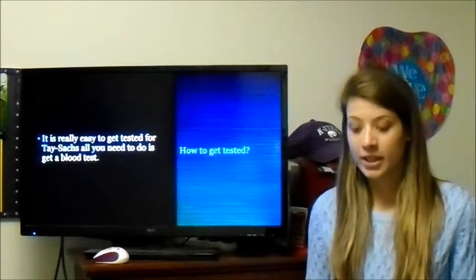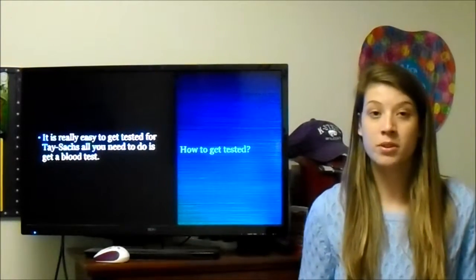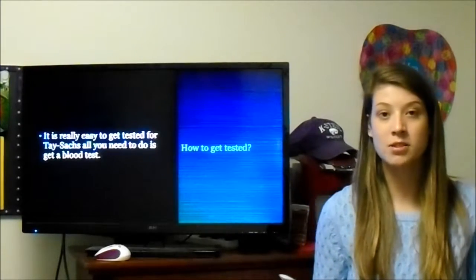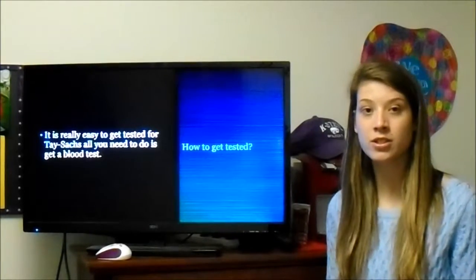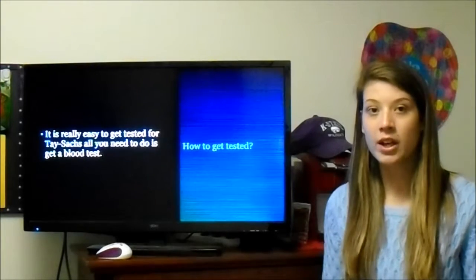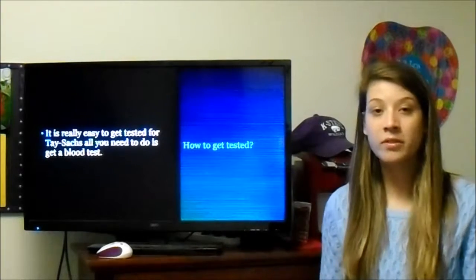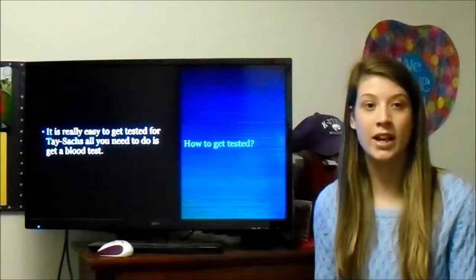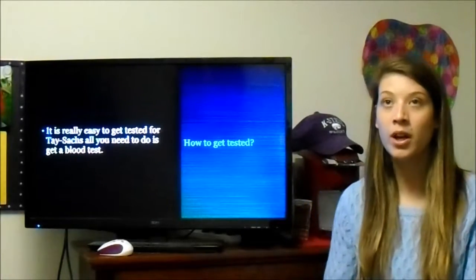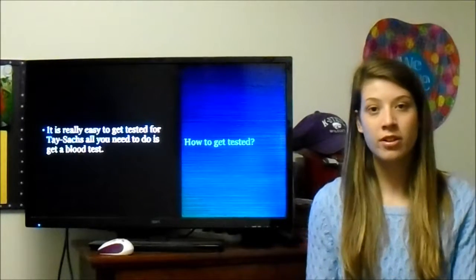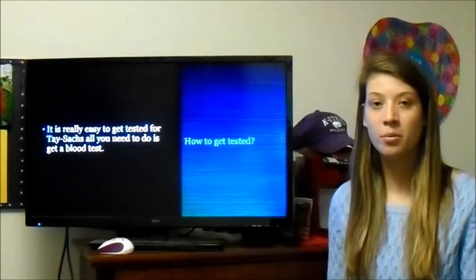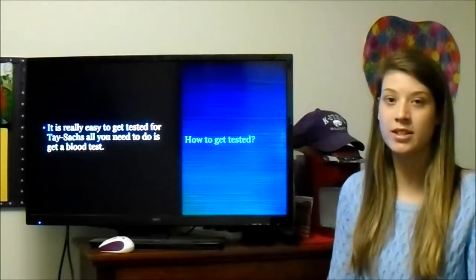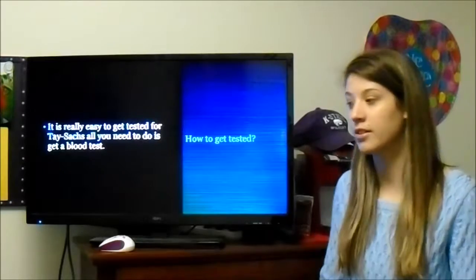It is really easy to get tested for Tay Sachs, and it is also really important. The only way to get tested is by a blood test, and you do this by going to your local doctor. Even if you have any chance or any thought of maybe having Tay Sachs, it is good to get tested so you know what your children's outcome may be if you happen to want to have children. It is very, very important to get tested because Tay Sachs is unfortunately a fatal disease.